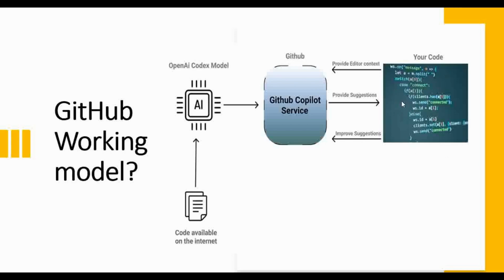If you got one suggestion primarily and you are not satisfied with that, you can go to the second suggestion. Based on which suggestion you take, the model will improve its suggestions. So the core of this service is the OpenAI Codex model, and it is trained with billions of lines of code that are available in public repositories.